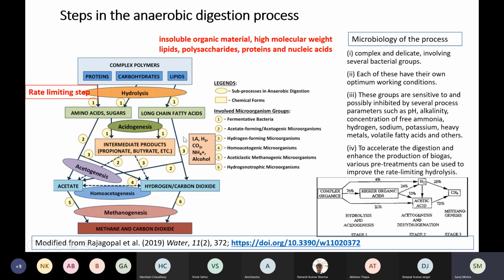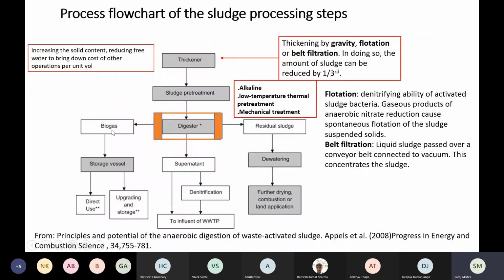As a consequence of this, biogas is formed. Methane is the major constituent of the biogas, but there are hydrogen sulfide and carbon dioxide also in there. But in that form, it can still be used as a source of energy, and it can be moved into the storage vessel where it can be directly used, or it can be upgraded. That is, carbon dioxide or H2S can be stripped, and methane can be stored in a more purified form. Then the residual sludge is left behind, because when all these anaerobic activities are going on, methane is produced, which you have collected, but there is also residual sludge. This can be dewatered, and after further drying, it can be used for combustion or other kinds of land applications.